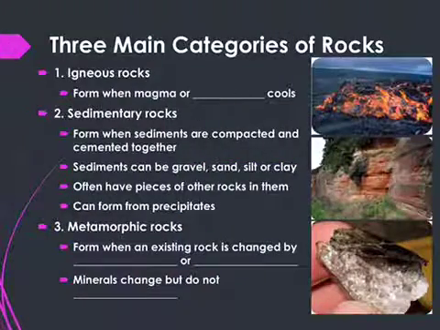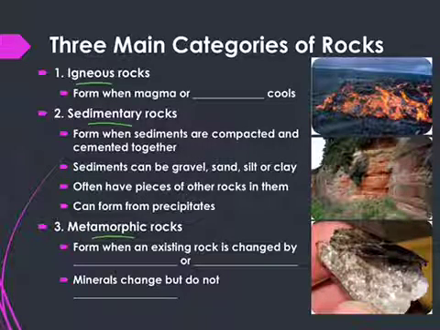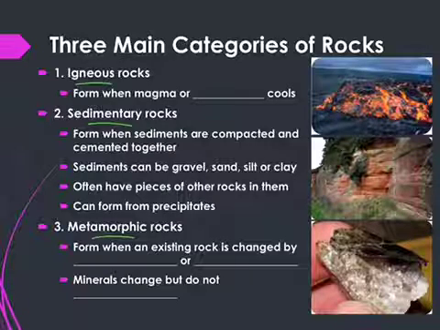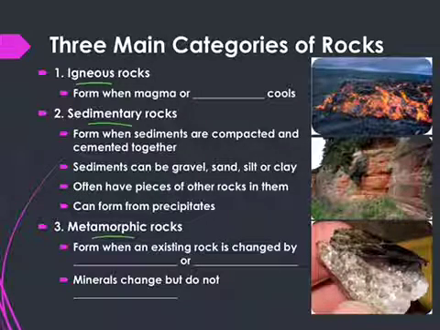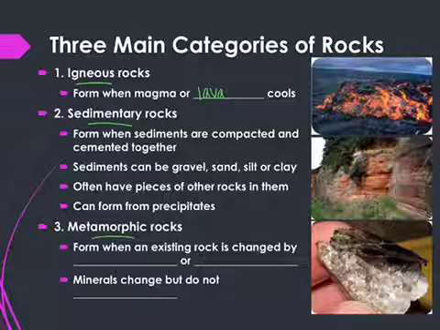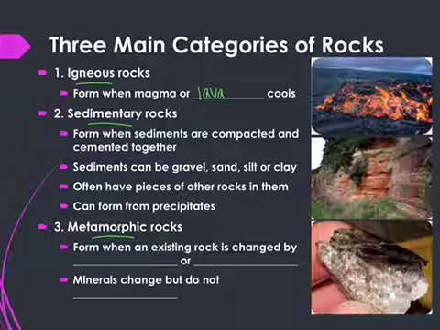There are three main categories of rocks. We have igneous, sedimentary, and metamorphic. We'll go into more detail about each of these types of rocks in the next three videos, but we'll have a brief overview right now. Igneous rocks form when magma or lava cools. Sedimentary rocks form when sediments are compacted and cemented together.